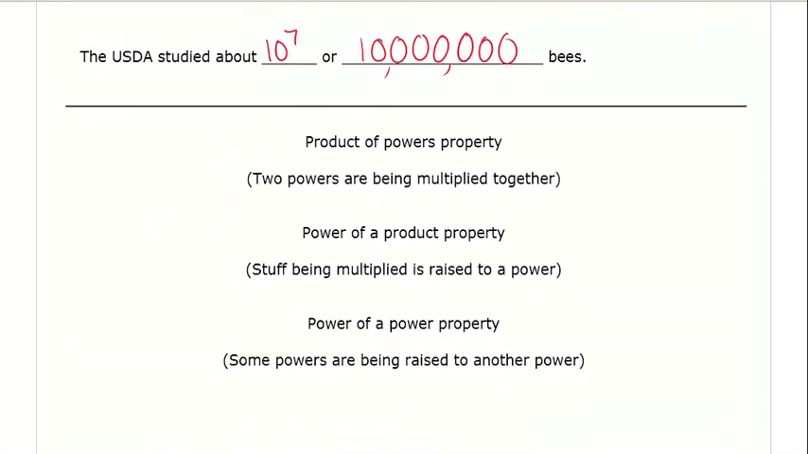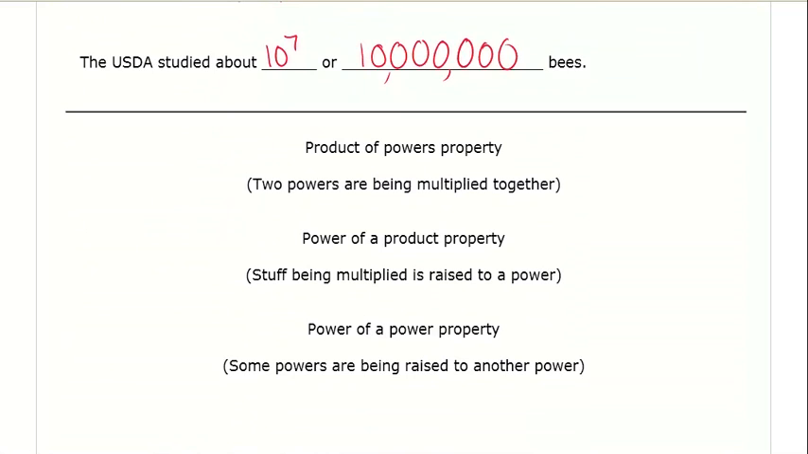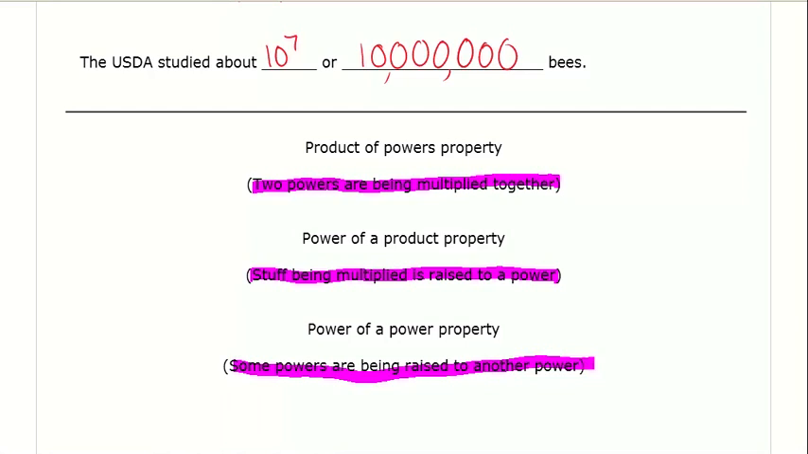Okay, so in conclusion, our three properties, once again, were the product of powers property, which means we had two powers being multiplied together. The power of a product property, which is stuff being multiplied being raised to a power. Very mathematical right there. And finally, the power of a power property is when some powers are being raised to another power. A lot of times you're going to have to use these interchangeably. So please make sure you're good with that example 4, which had them all combined together.